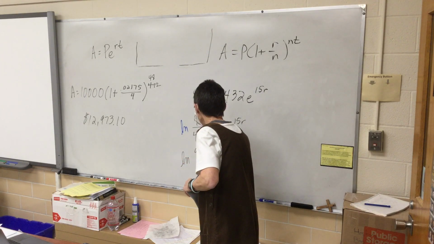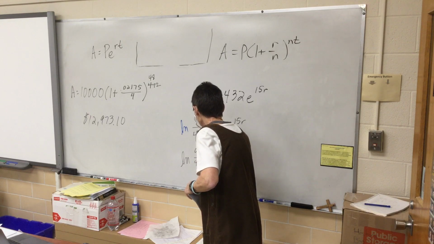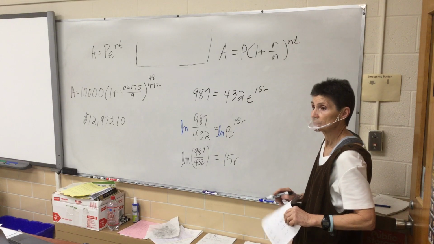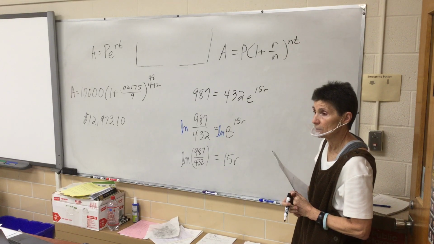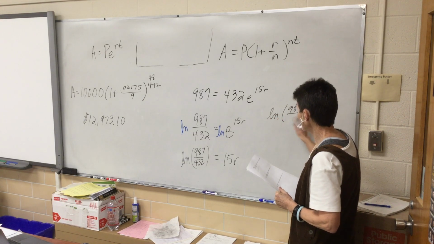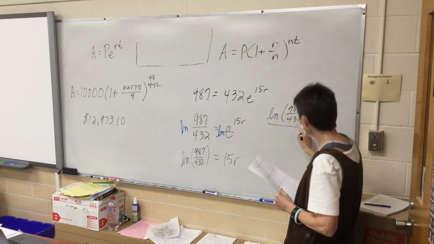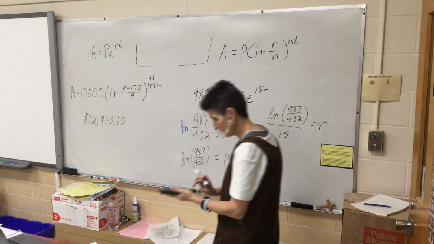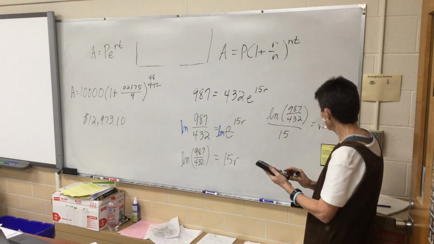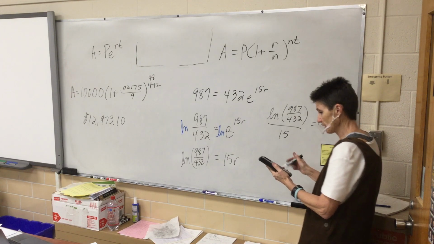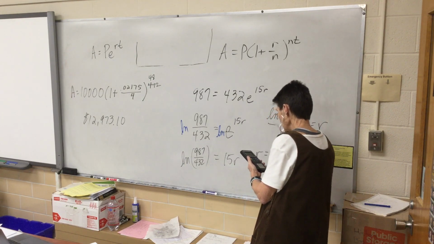So ln(987/432) = 15r. What I'll type into my calculator is ln 987 divided by 432 divided by 15. So I literally type, Nathan, ln, 987 divided by 432, close parentheses, divided by 15, and we should get 0.055.